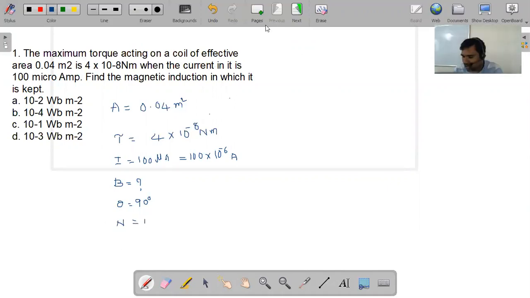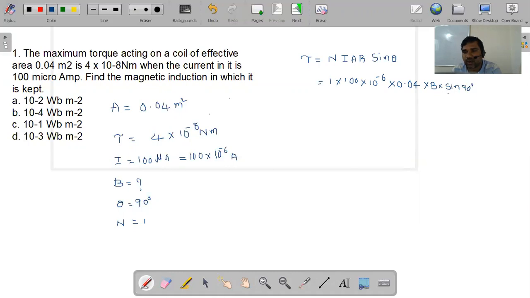So we have a direct formula. Torque on a current carrying coil is given by tau is equal to n I A B sin theta. This is the formula we are using now. N is the number of turns, that is equal to 1, into I, which they have given as 100 microampere, so that is 100 into 10 power minus 6, into area 0.04 meter square, and B we have to find, and sin 90, that is theta is sin 90.